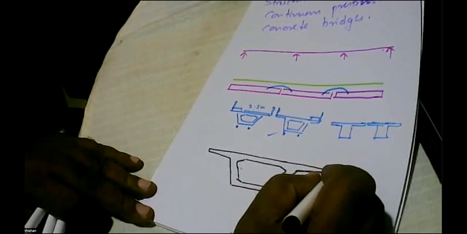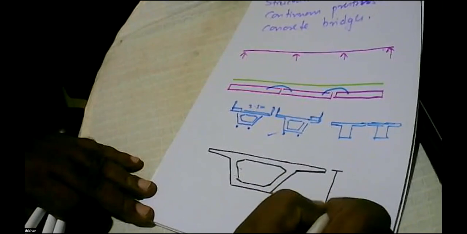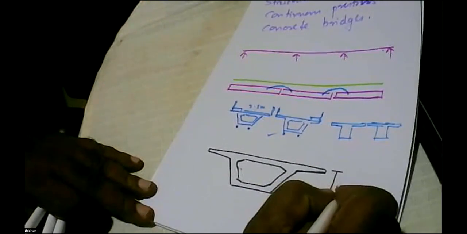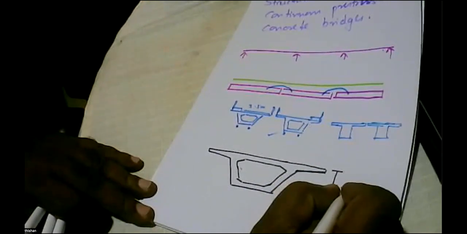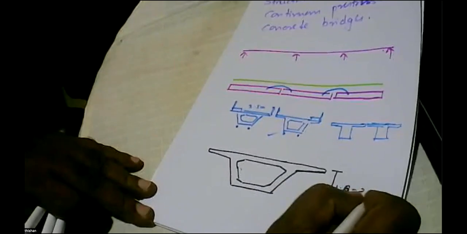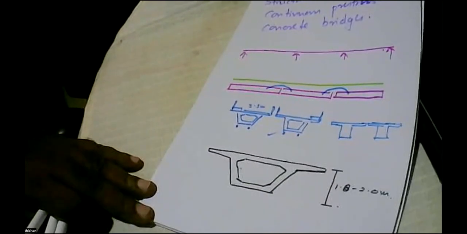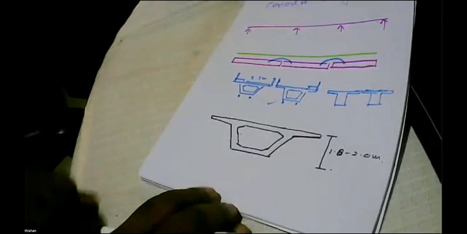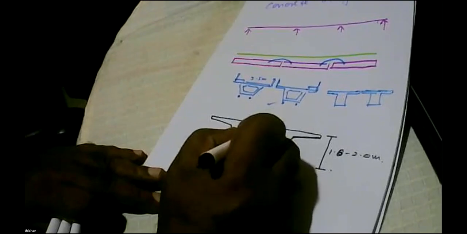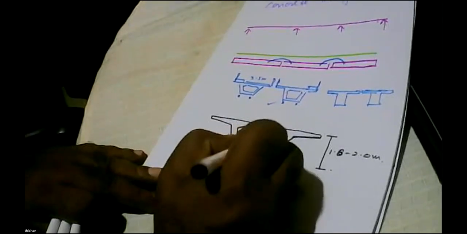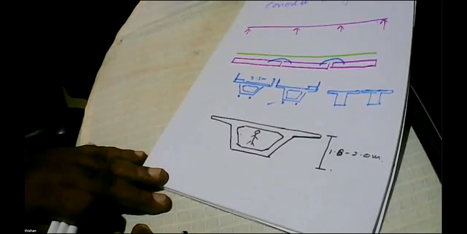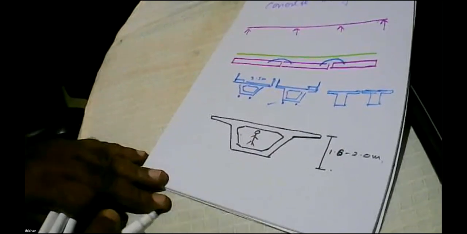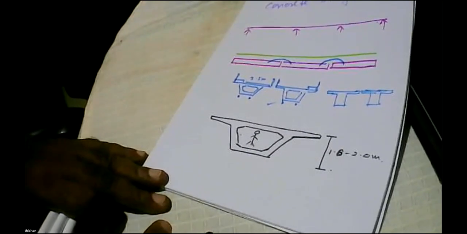So generally, the depth is selected so that you will have something like 1.8 meters to 2 meters generally. But we have actually constructed box girders smaller than that. The reason is a person can walk inside without much difficulty. So that's one of the criteria that was used in the early days.